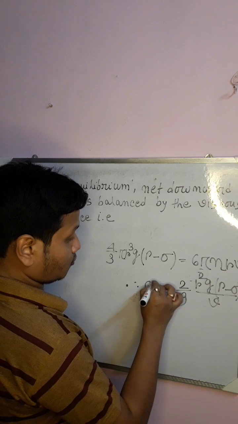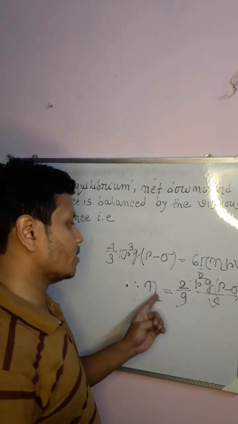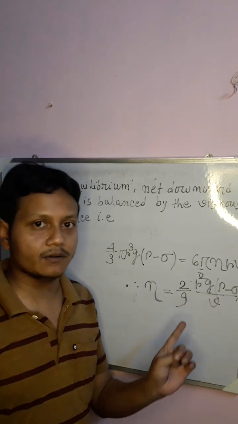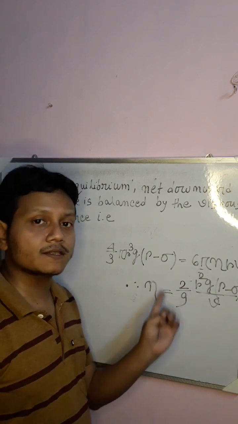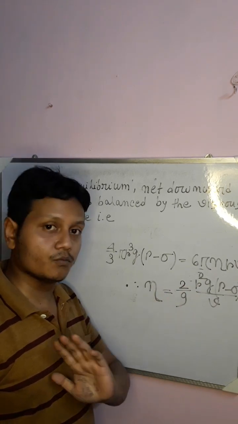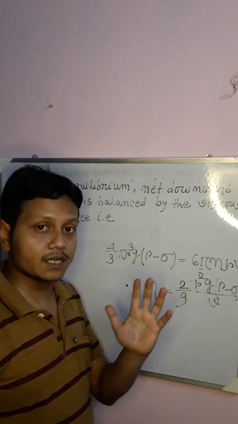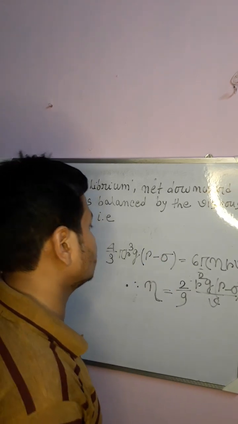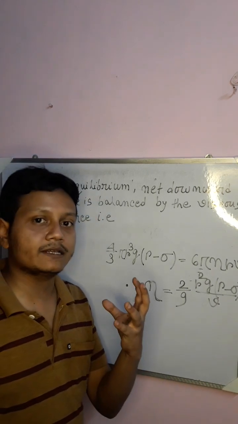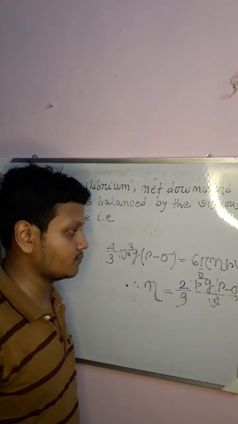So this is the formula. Eta is equal to 2/9 r square g (rho minus sigma) by v. So this formula is used to find out the viscosity of more viscous liquids. Okay, so this formula is utilized in order to find the viscosity of viscous liquids. Net gravitational force is balanced by the viscous force.